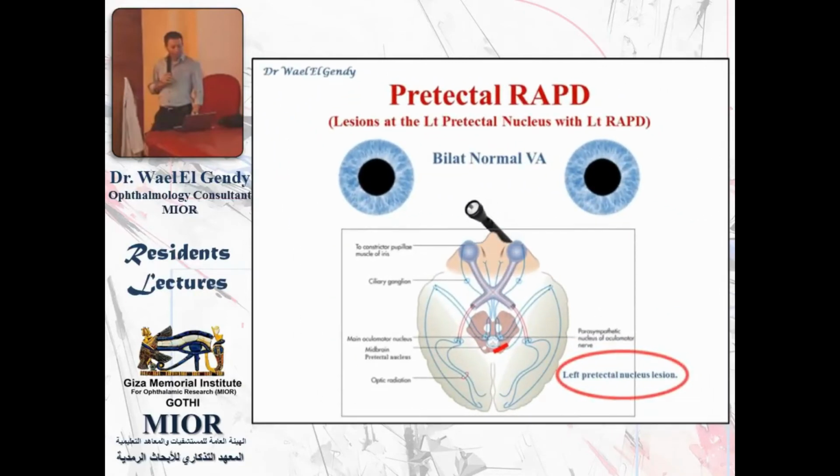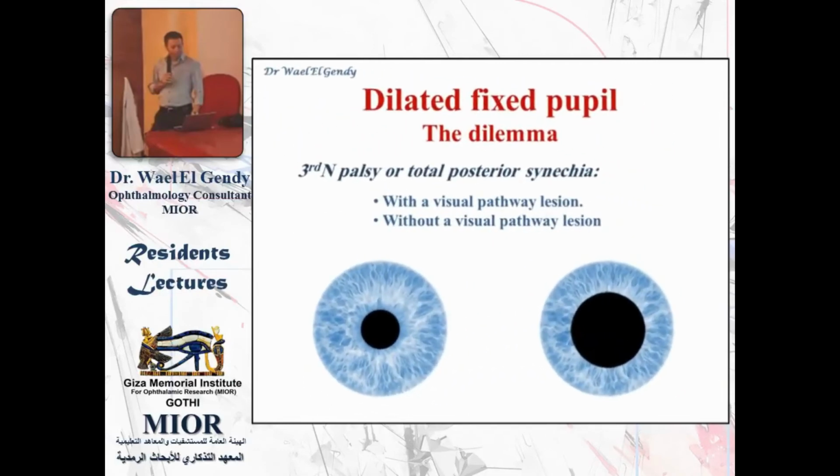The next example we have is what we call a pretectal relative afferent pupillary defect. We have a lesion in the pretectal nucleus in the posterior midbrain, which will affect the pupillary reflex but will not affect the vision because it's away from the visual pathway. So in our example, you will get a left relative afferent pupillary defect, but the vision will be normal. And as you can see, the flash on the right side gets a normal constriction of both eyes. The flash on the left side gives you dilatation of both eyes.